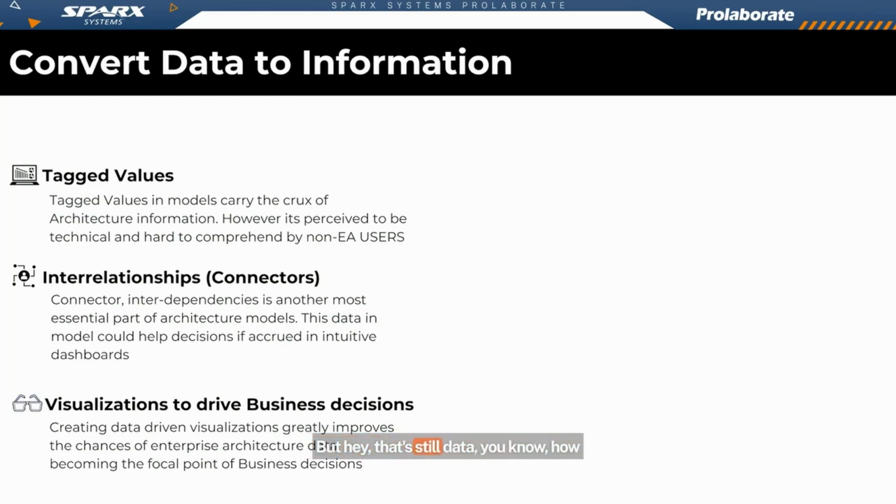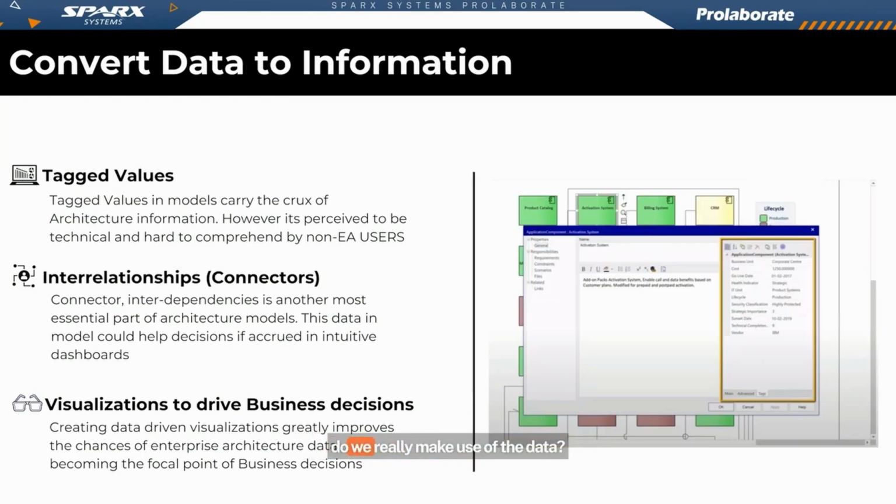But hey, that's still data. How do we really make use of the data? You need to have some way for people to do their analysis, their due diligence. How do we do that? That's our third use case. In the past, we've been exporting data from EA into Excels and then using some BI dashboards or some visualization tools to be able to drive these dashboards.